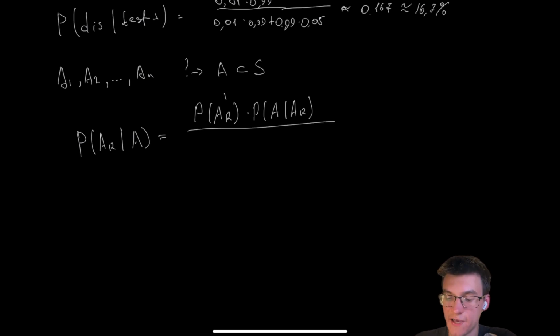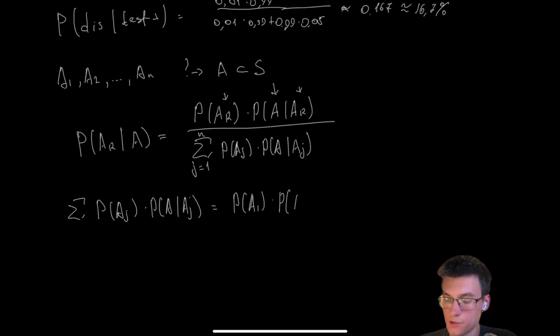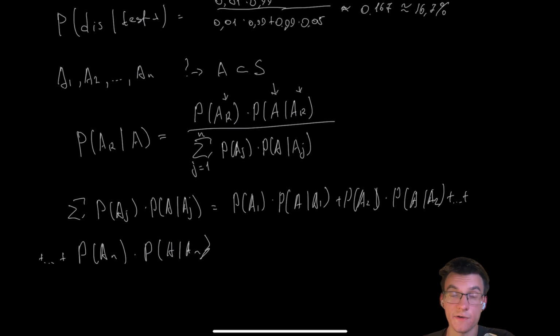Remember the previous example, this is like having a disease, this is like having a positive test. It can be symptoms or anything else. And in our denominator, we have the sum of the probability of Aj times the probability of A given Aj, where j takes on the values from 1 until n. So this is just the sum of all possible probabilities here: the probability of A1 times the probability of A given A1, plus the probability of A2 times the probability of A given A2, and following this pattern until the probability of An times the probability of A given An. So this is it. We already considered this formula in our previous video.